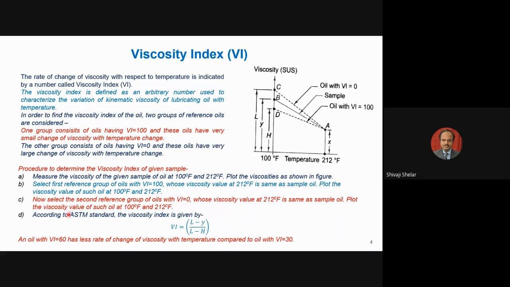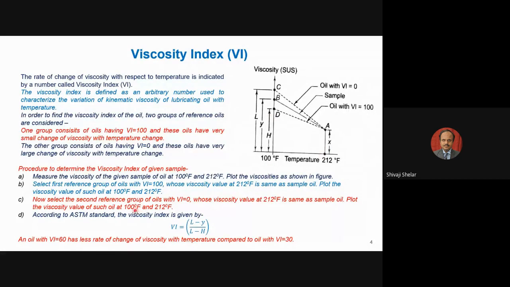Similarly, you have to select another reference oil with viscosity index value of 0, whose viscosity value again at 212 degree Fahrenheit should be same as the sample oil. So again, you should have the same point here, the starting point. Then you measure the viscosity of that lubricant at 100 degrees and plot on this same chart.